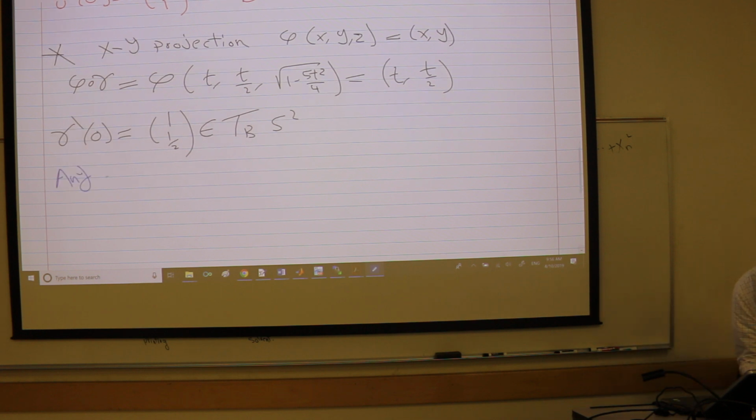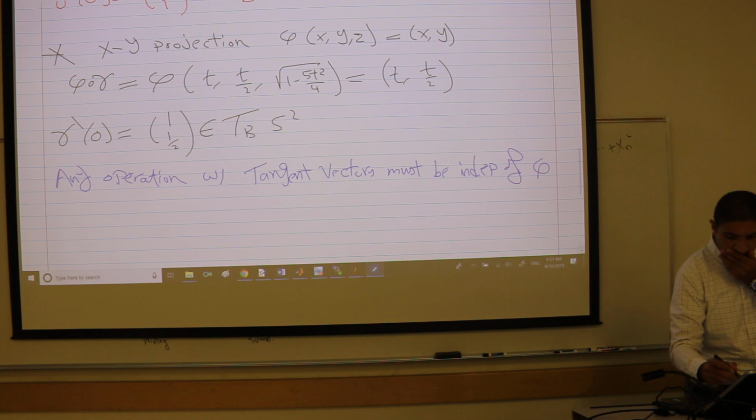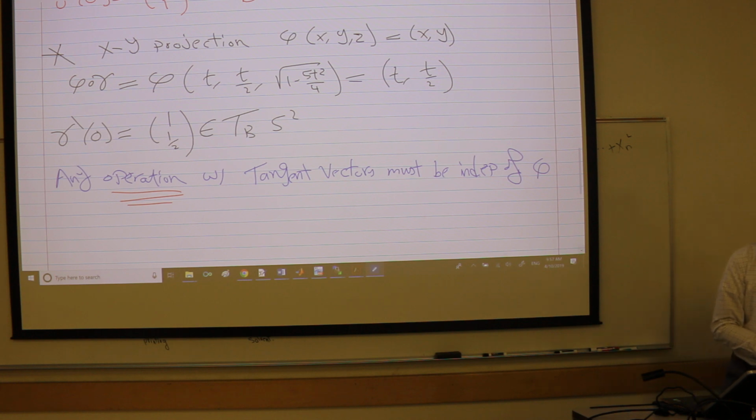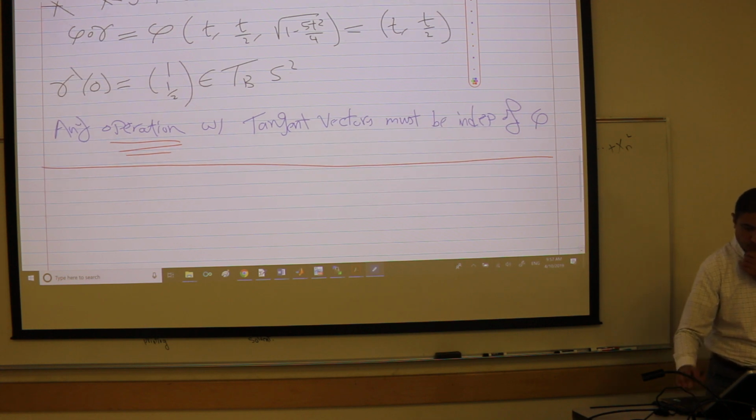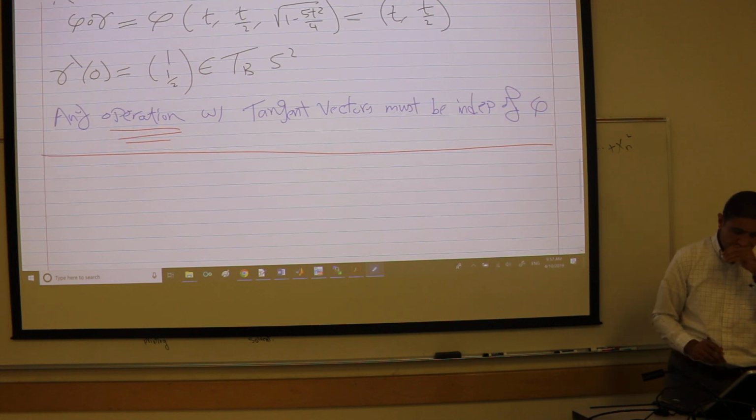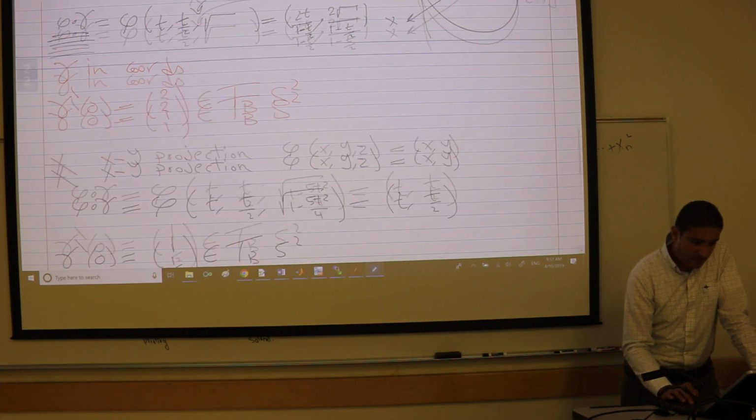Okay, so any operation you do with tangent vectors must be independent of your choice of the coordinates, okay? So this will lead us to what operation we will do, we usually do with vectors. Any questions so far?